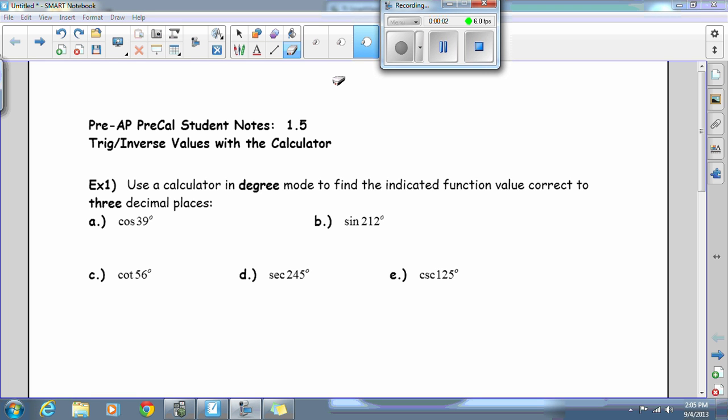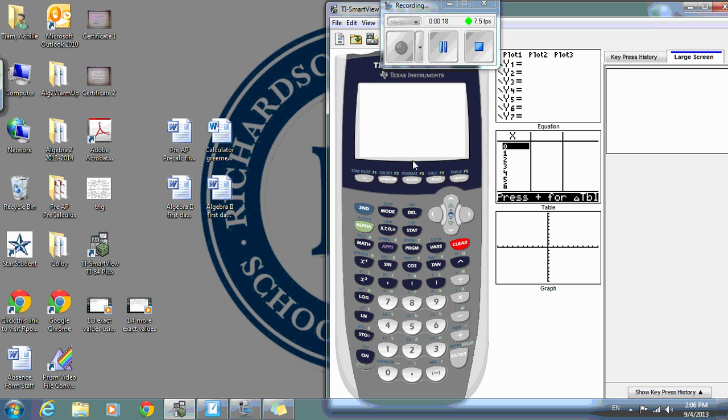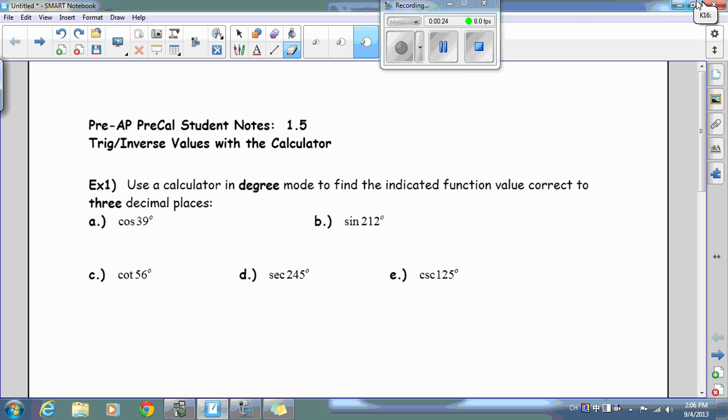Hey guys, for your 1.5 notes, I would like you to make sure that you have your calculator next to you. We will use a lot of steps on the calculator, and before we get to the actual notes, I would like you to set up your calculator to degrees. How do you set up your calculator to degrees?